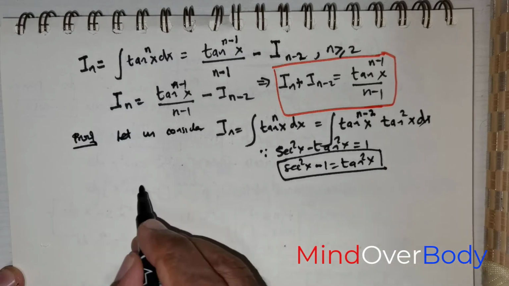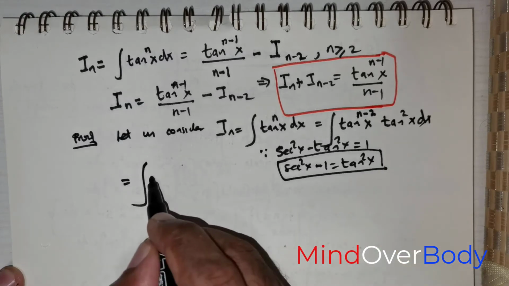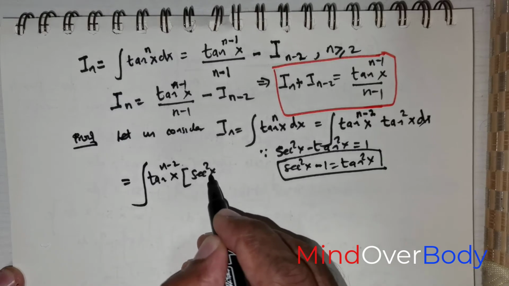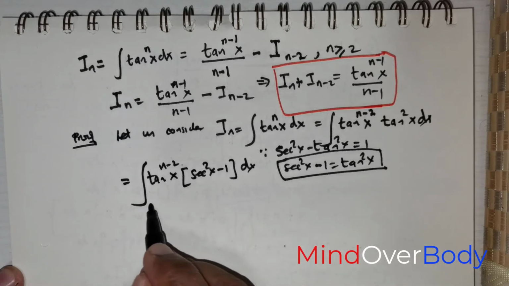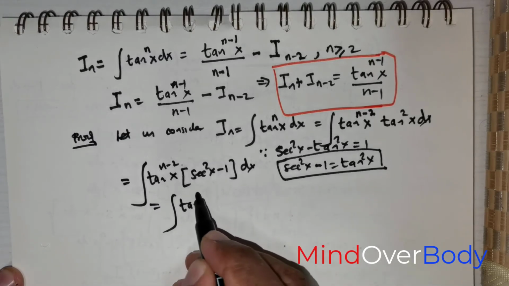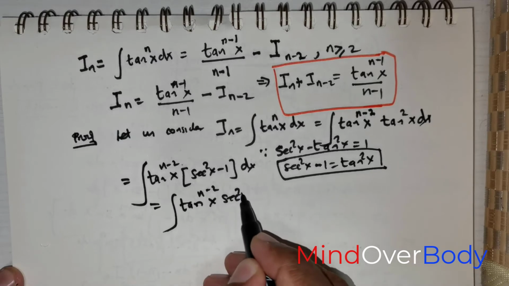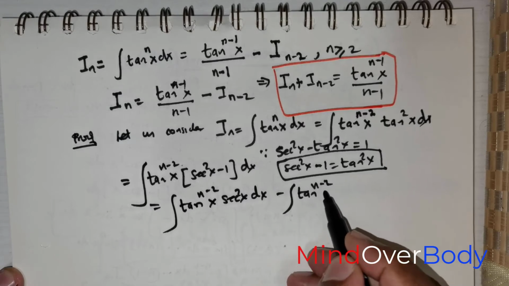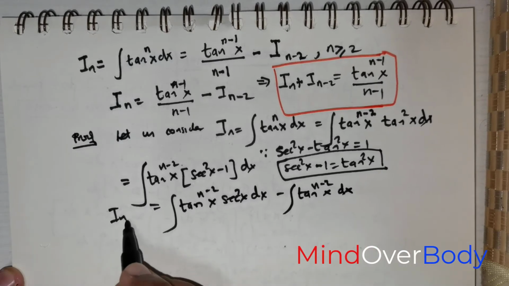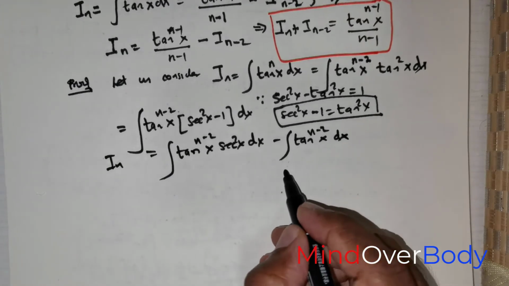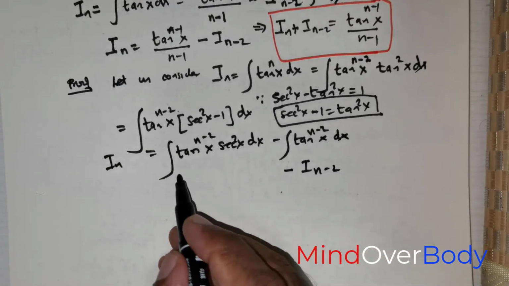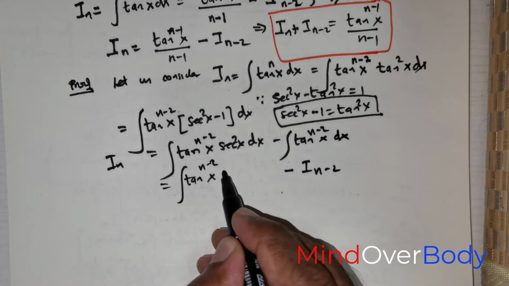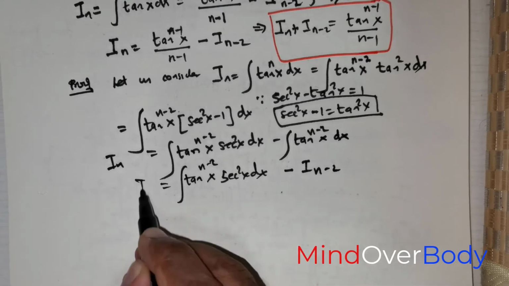So if I were to use the formula here, this is going to be equal to integral tan raised to the power of n negative 2 x times (secant squared x negative 1) times dx. Now I can rewrite this as integral tan^(n-2) x times secant squared x dx negative integral tan^(n-2) x dx. On the left I got I suffix n. Now this is nothing but I suffix n negative 2, and I've got here integral tan^(n-2) x times secant squared x dx, and on the left I got I suffix n.